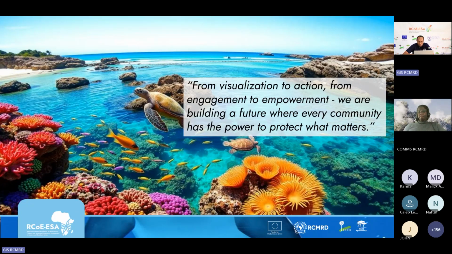And I would like to leave with a parting shot: from visualization to action, from engagement to empowerment, we are building a future where every community has the power to protect what matters.